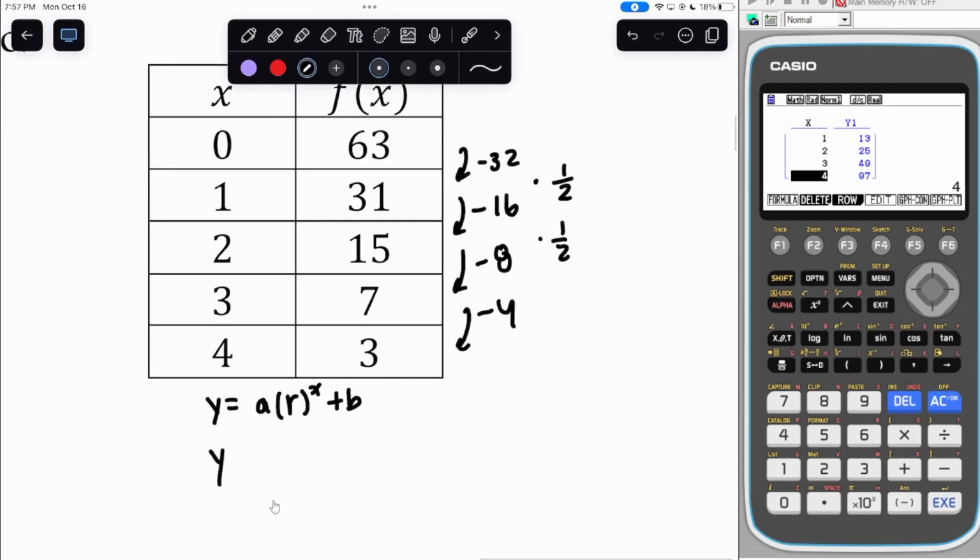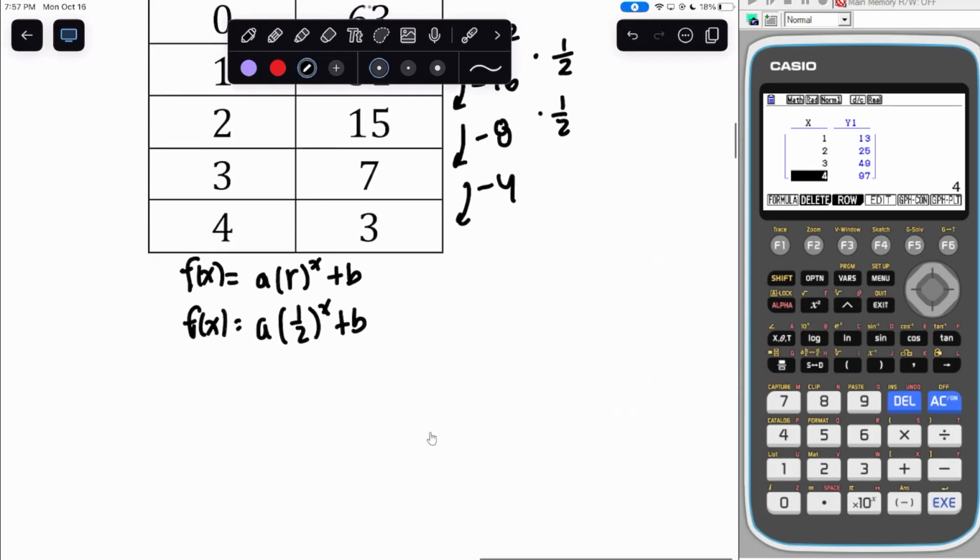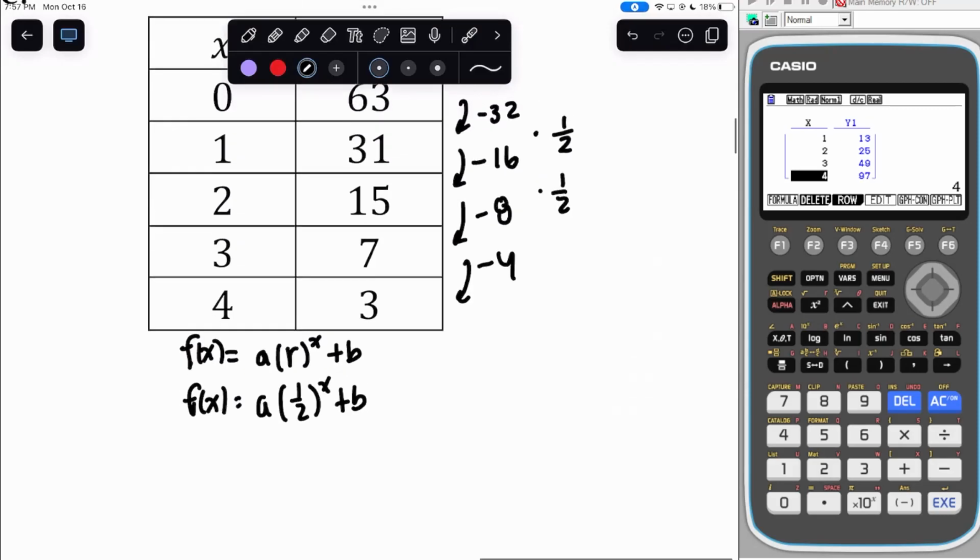So this is the information I have so far. Let's not say y. I kind of prefer f of x. Let's say f of x is equal to a times 1/2 to the power of x plus b, right? We at least need this to be set up to be successful for the rest of this method. So now that we've done this work, we can move on by setting up a system. As long as you agree with my math statements here, this should work out.